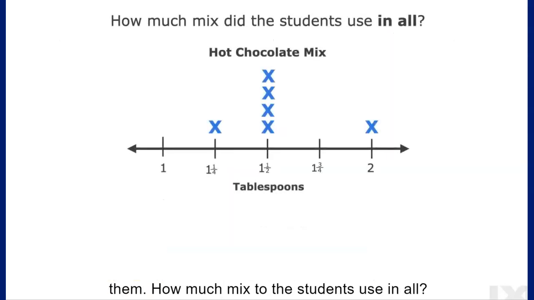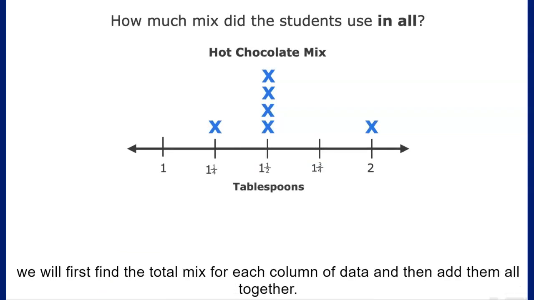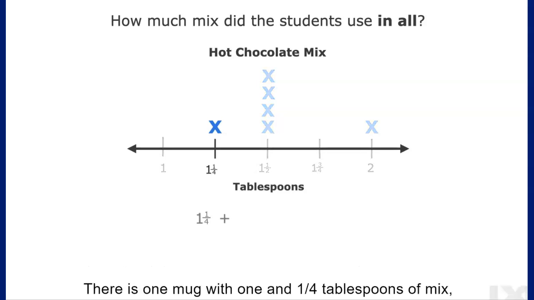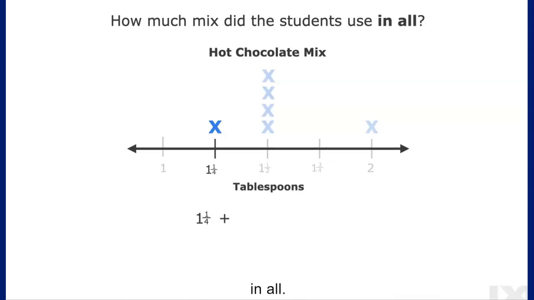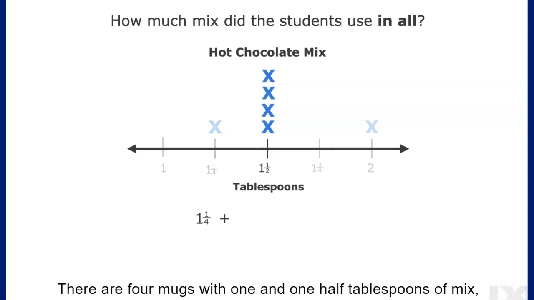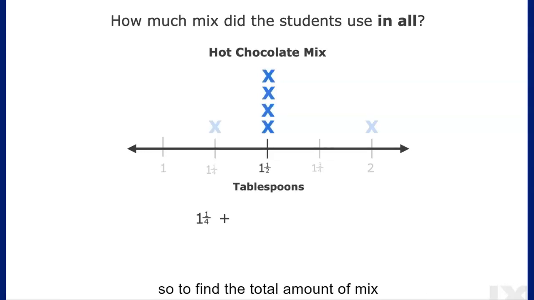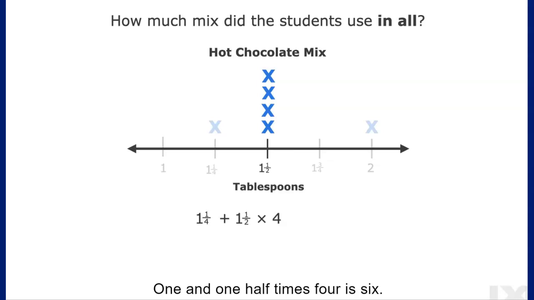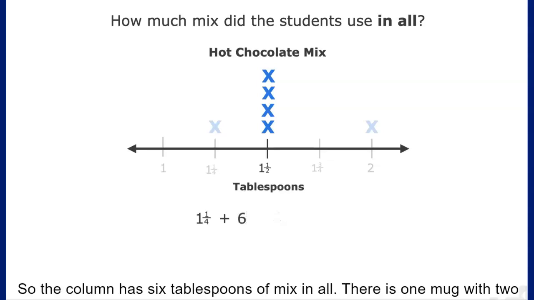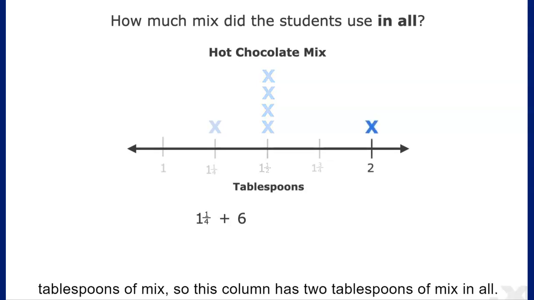How much mix did the students use in all? To find the total amount of mix, we will first find the total mix for each column of data and then add them all together. There is 1 mug with 1 1/4 tablespoons of mix, so this column has 1 1/4 tablespoons of mix in all. There are 4 mugs with 1 1/2 tablespoons of mix, so to find the total amount of mix in these mugs, we will multiply 1 1/2 by 4. 1 1/2 times 4 is 6, so the column has 6 tablespoons of mix in all. There is 1 mug with 2 tablespoons of mix, so this column has 2 tablespoons of mix in all.